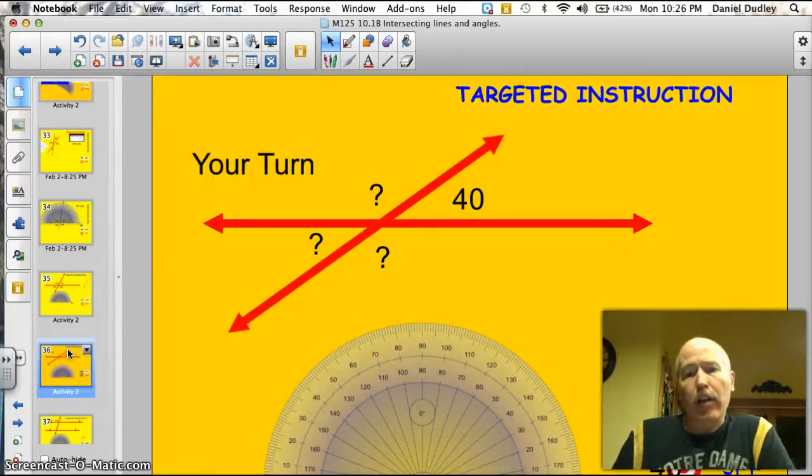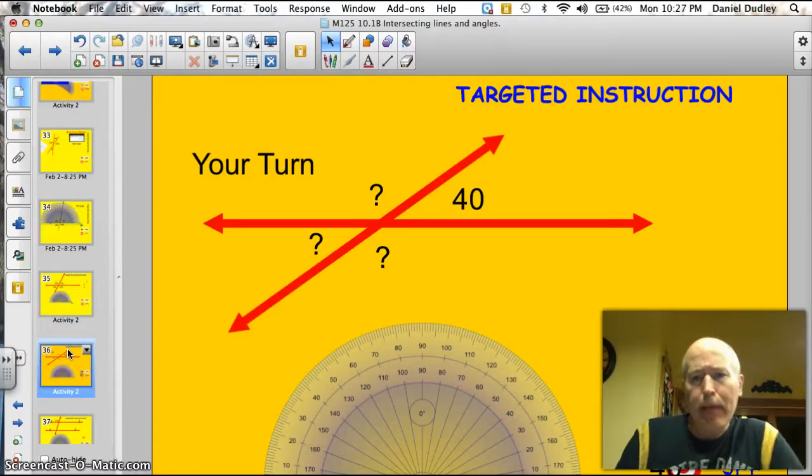Figure out these 3 missing angles. Go ahead and pause the video. Go. Hey, I'm back. Let's see how you did.